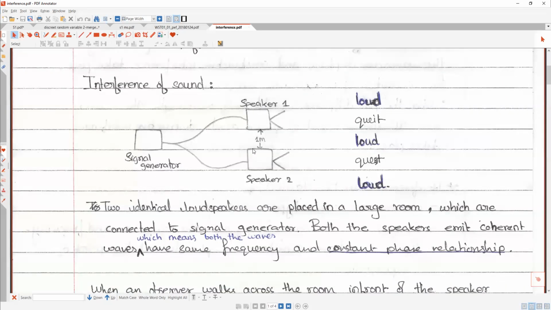Interference of sound. Let's talk about interference of sound. You have two speakers connected to a single signal generator. That means both the speakers will have the same coherent waves. You know what the meaning of coherent waves is? I gave you a definition: same constant phase relationship.